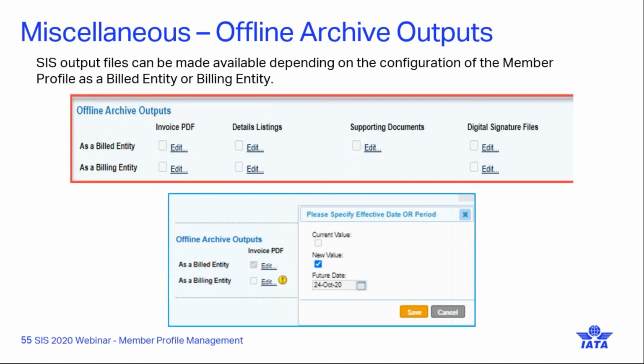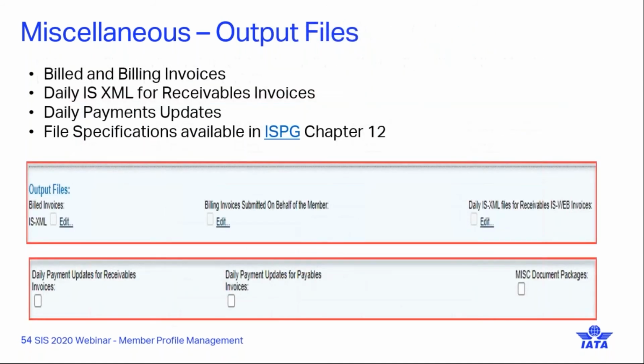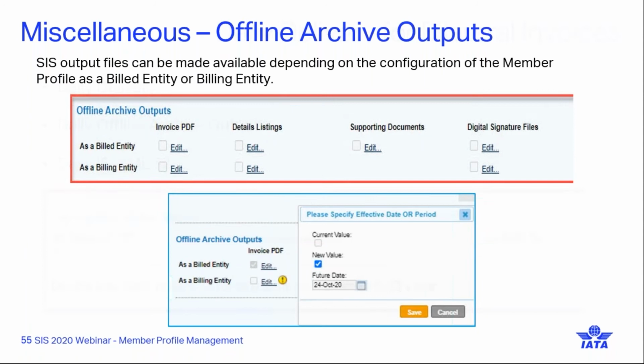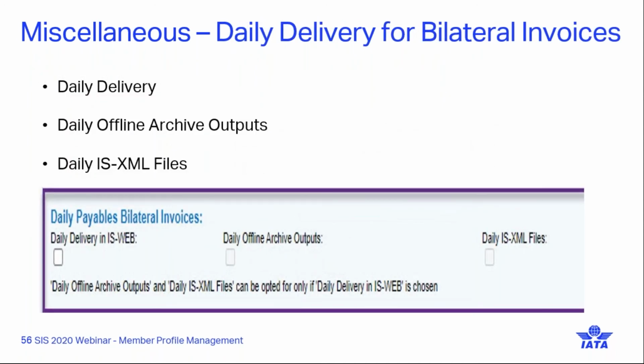All the specifications on the output files can also be found, as mentioned in the previous slide, in the ISPG chapter 12. Moving on, we will go to a very specific difference that miscellaneous offers from the rest of the billing categories, that you have the option here to receive copies of your miscellaneous bilateral invoices on a daily basis.